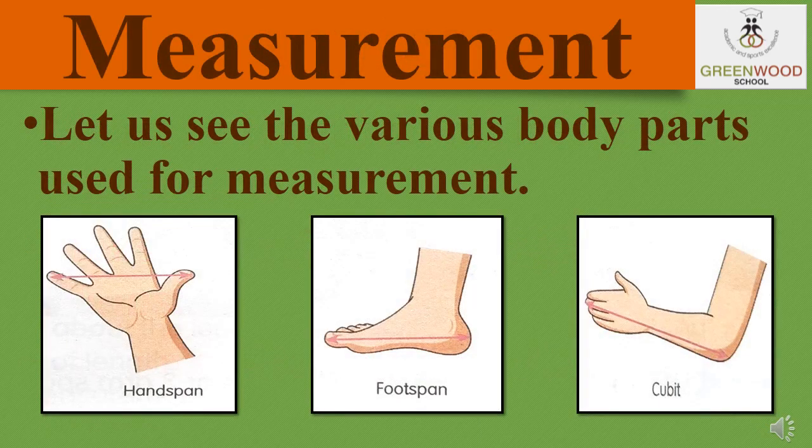Measurement. Let us see the various body parts used for measurement. Do you know we can use different body parts for measuring any object? That is the hand span, the foot span or cubit, which is also known as arm span.